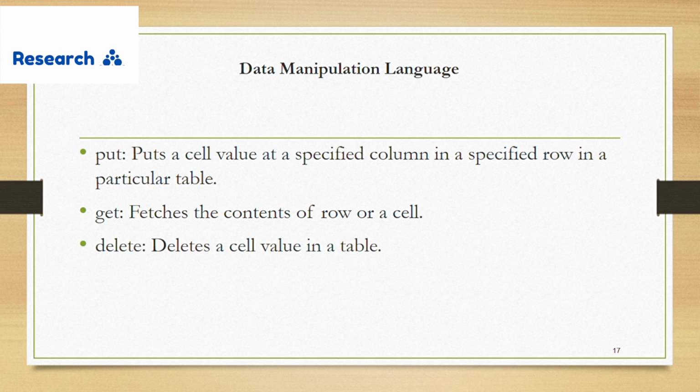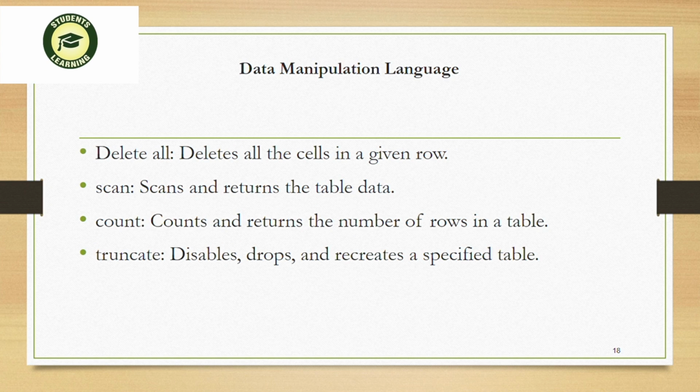Get command. With the help of get command, we fetch the content of a row or a cell. That means we can fetch the value of a cell with the help of get command. Next is delete command. With the help of delete command, we can delete the cell value in a table. So in case of HBase, cell is a very important part of DML commands. Next command is deleteall command. With the help of deleteall command, you can delete cells in a given row. That means you can delete a number of cells in a given row.